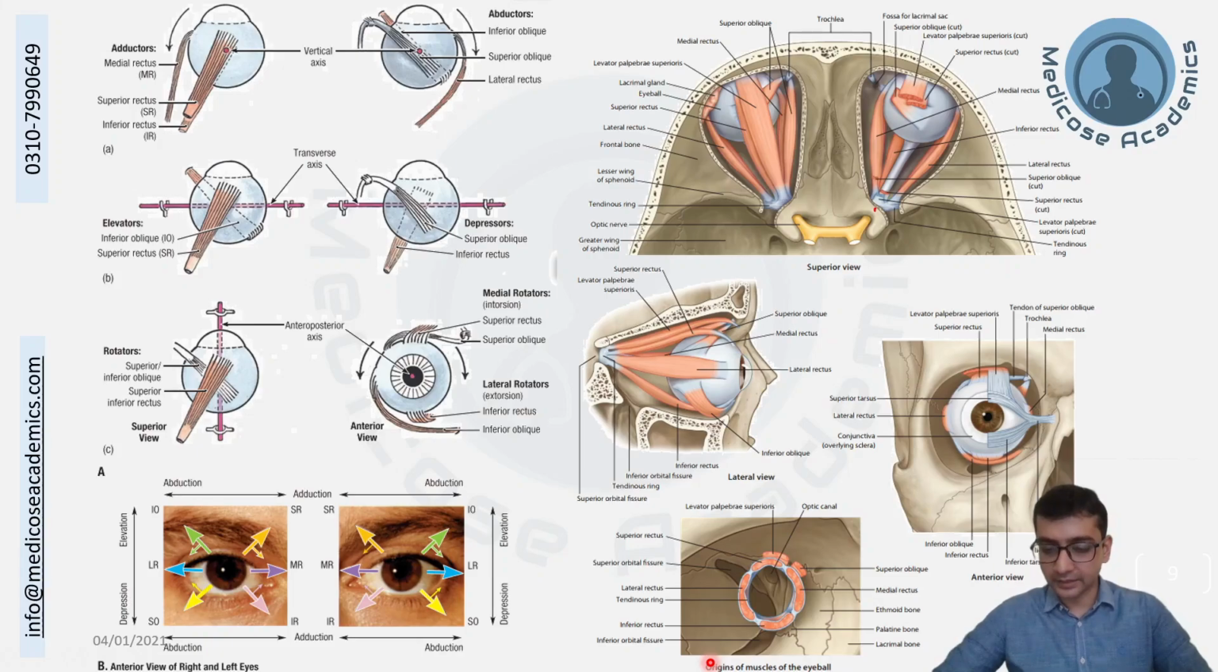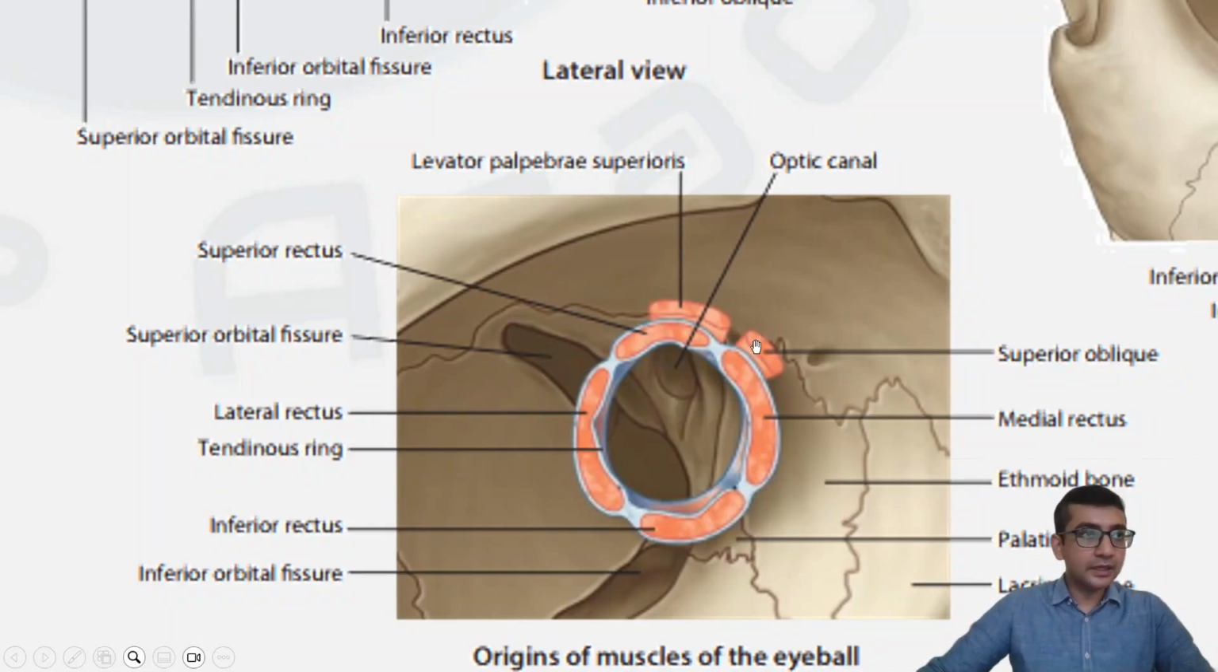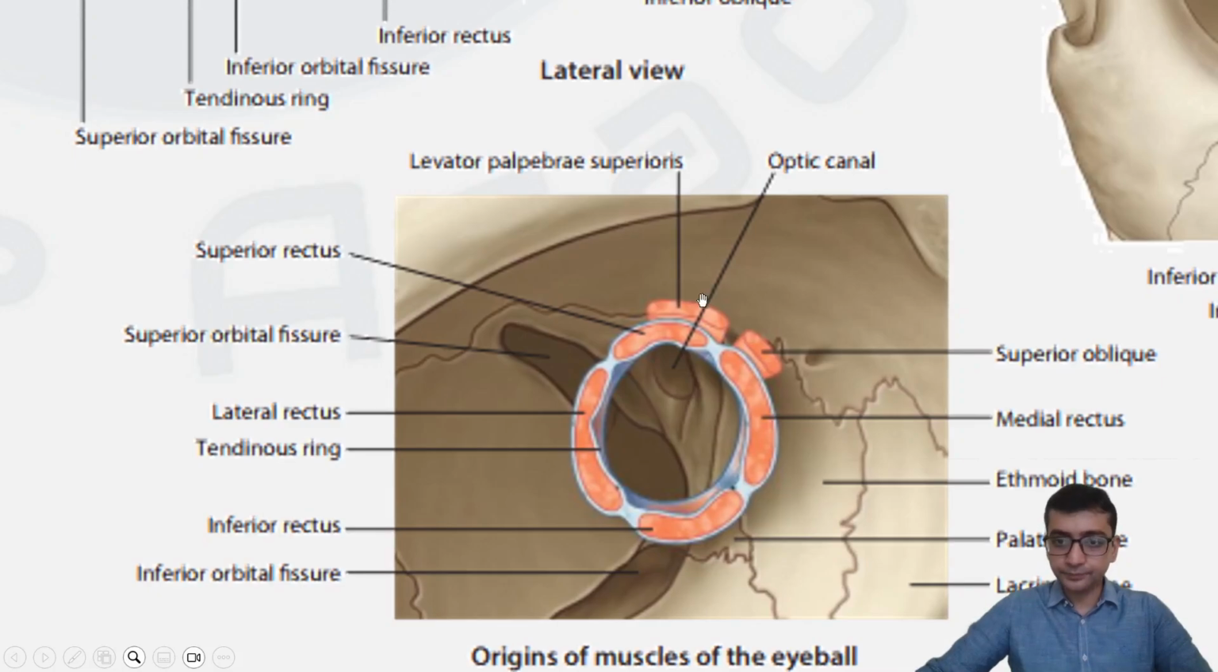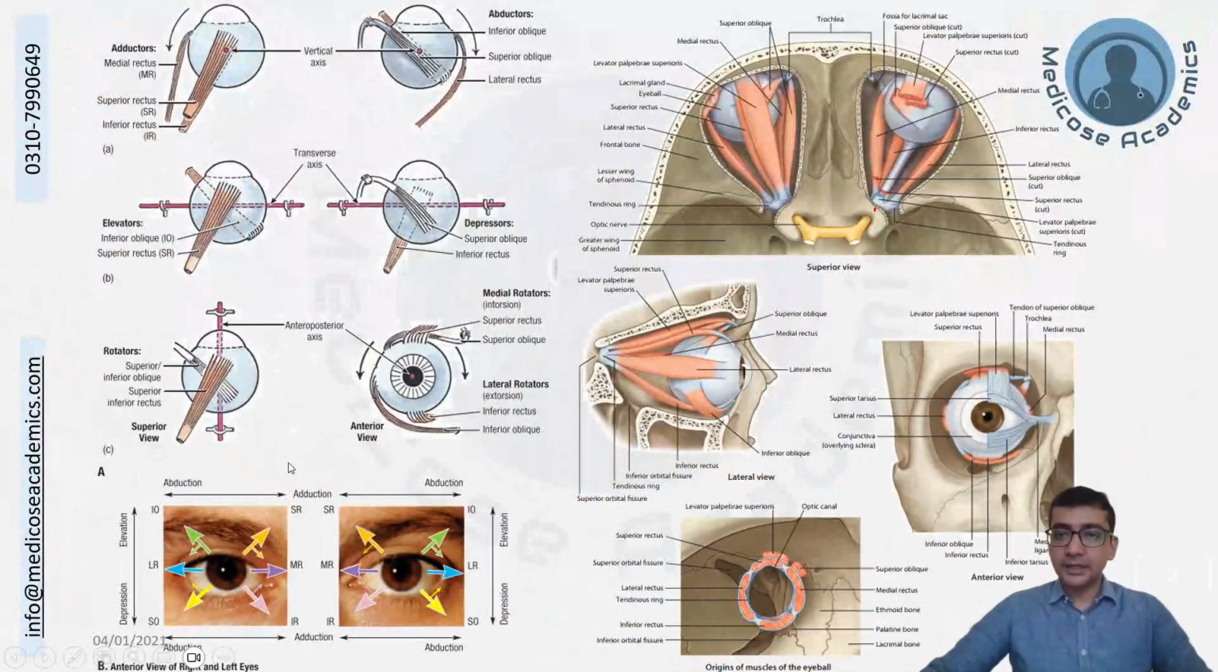Let's look at the recti first. All of the recti muscles, the superior, medial, lateral and inferior recti, are originating from the apex of our pyramid in a ring. Here is the superior rectus, inferior rectus, lateral rectus, and medial rectus. This whole ring is called the tendinous ring of Zinn. This is the tendinous ring of Zinn.